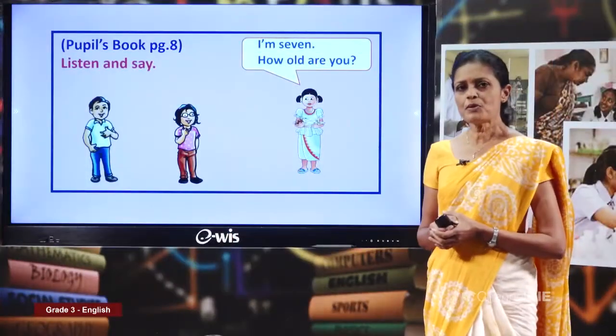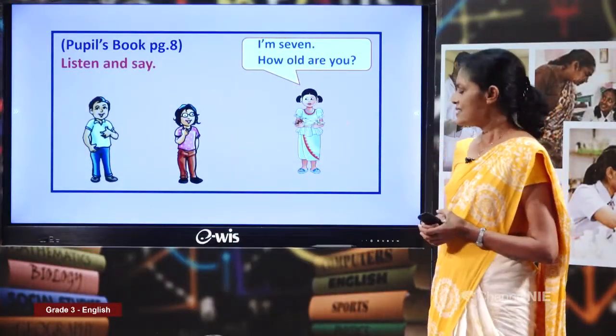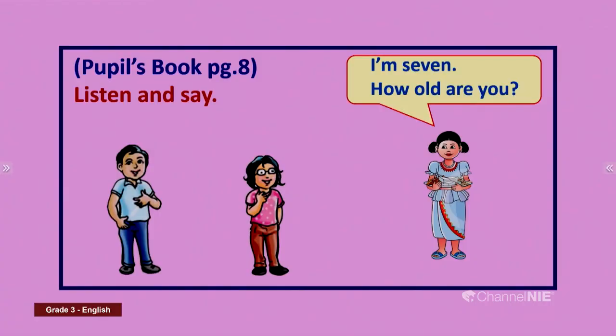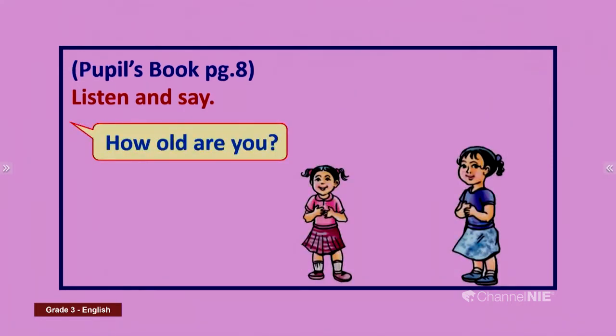Now, your pupil's book page 8, listen and say. I'm 7. How old are you? I'm 7. I'm 8. How old are you? I'm 7. How old are you? I'm 8. How old are you? I'm 6. How old are you? I'm 9.